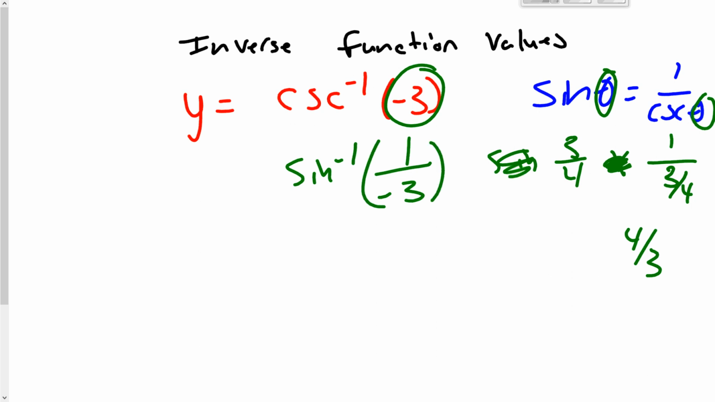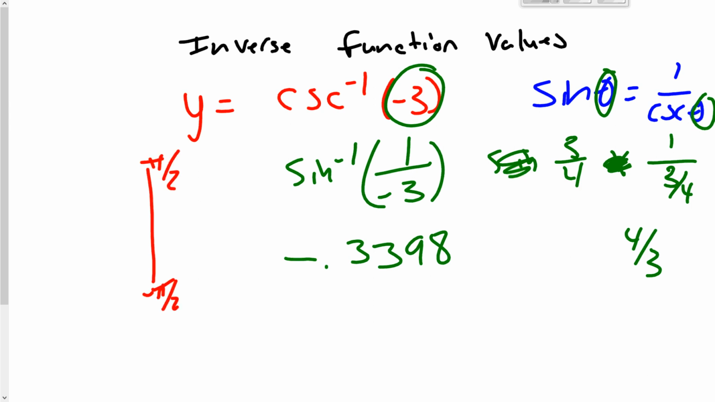So I hit shift or second sine, and then I type in -1 divided by -3, and I get approximately -0.3398. And so this is in our range. So this is in radians, right? So in radians, sine needs to be from -pi/2 to pi/2, and that is in our range, right? So this is an acceptable answer.